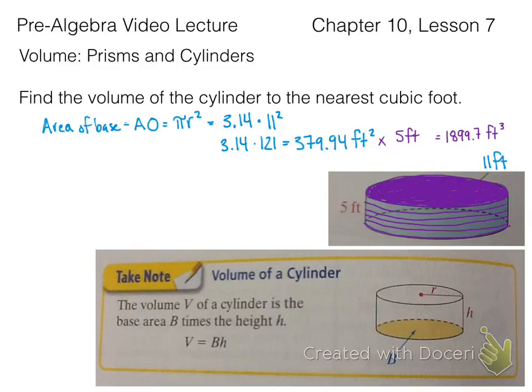1,899.7 feet cubed, right? Because I have feet squared times feet, which is feet times feet times feet, feet cubed. There we go. The only thing is, we needed to do it to the nearest cubic foot, which means it's going to round up to 1,900 feet cubed.